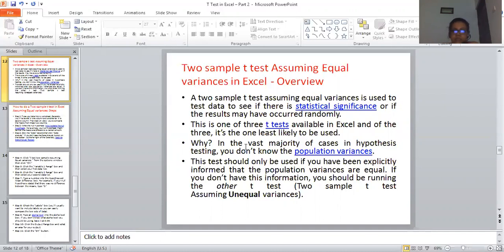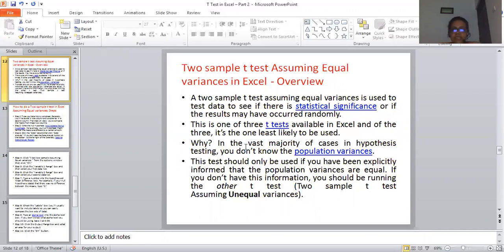The situations where we are supposed to use this particular test are only those where we are asked to assume that there are equal variances in the two samples. Is it clear? In real life, such situations are very rare, because we are looking at population variances and we never know whether the variances are equal or not.